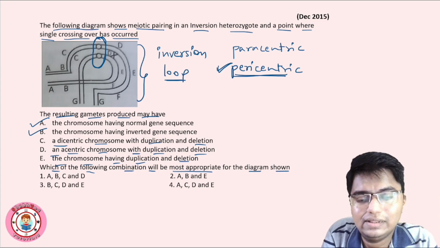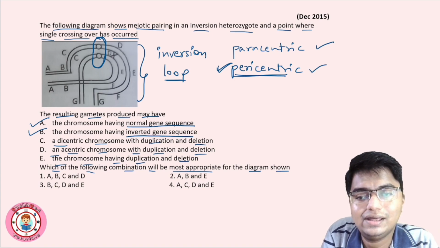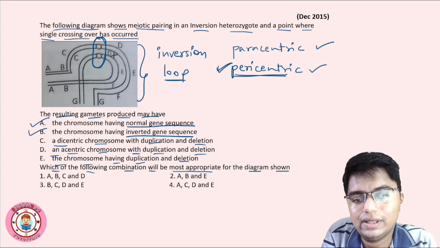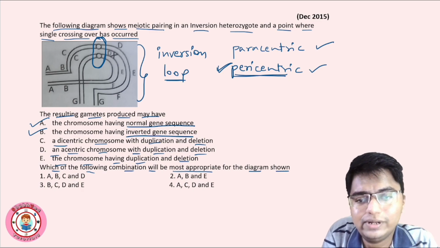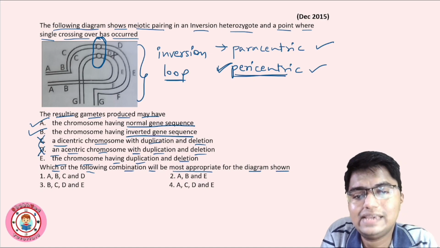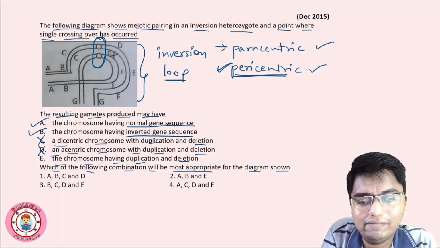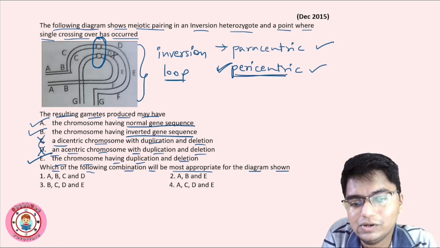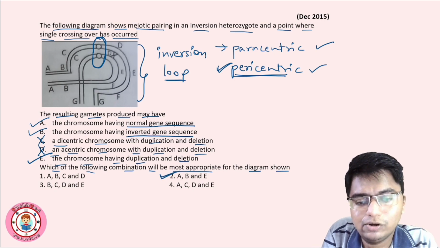Centromere is involved. Now why are both A and B correct? Because one chromosome will be normal and one chromosome will be inverted. This is possible in both conditions, in paracentric as well as pericentric. Now dicentric and acentric are found in paracentric, so C and D will not be there here. This case is about pericentric. In pericentric, the chromosome having duplication and deletion will be there. A, B, E will be the correct statements, option number 2.